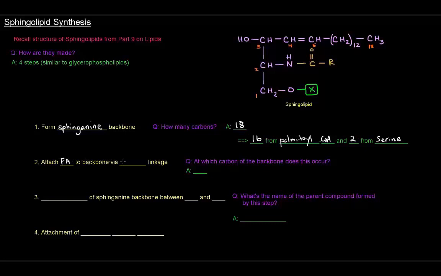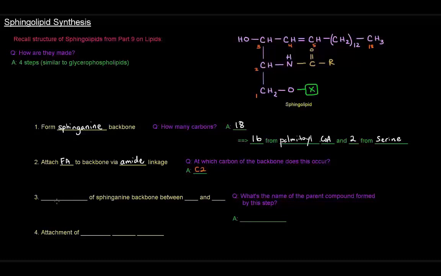The second thing that needs to happen is that we need to attach a fatty acyl-CoA as an acyl group to the backbone via an amide linkage. That's where we see that there. And at which carbon of the backbone does this occur? We can see that occurs at carbon number 2, so C2. And I'll even put that in orange to indicate that we're talking about that carbon numbered in orange.